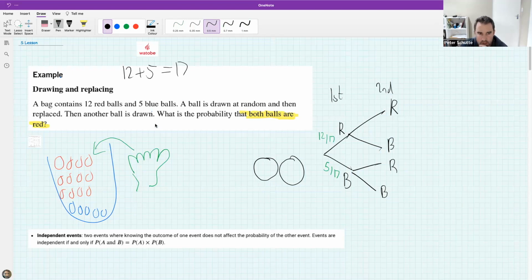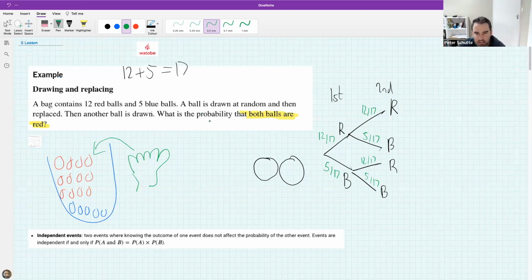It says here that the ball is replaced, you put the ball back. So the first choice and the second time you choose, they're independent of each other. They don't affect each other in any way because there are the same amount of balls. Because you replace it back into the original, it's still going to be red 12 out of 17, blue 5 out of 17. We write the outcomes at the end of the branch and the probabilities on the branch.